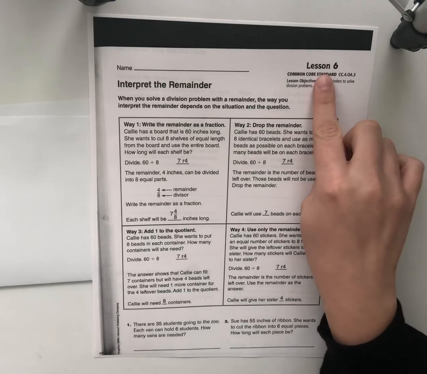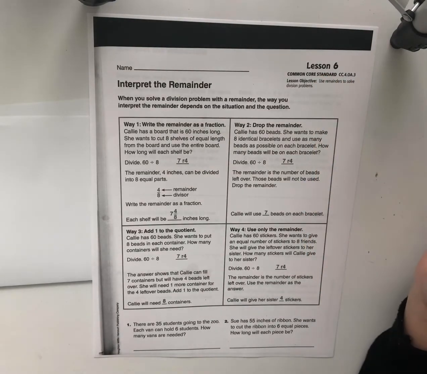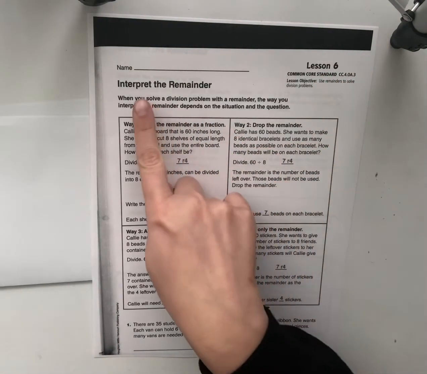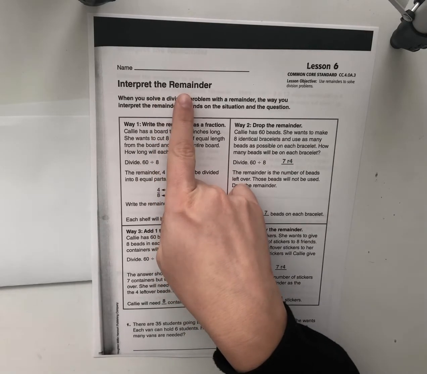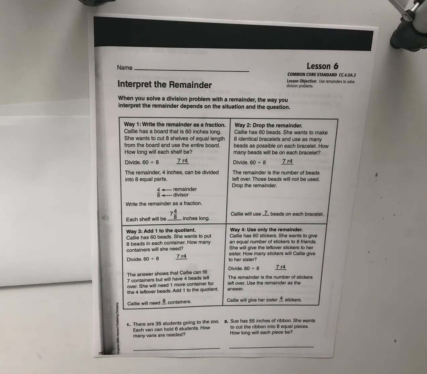I'm back with another math lesson. We are on lesson number 6, so let's go ahead and get started. We're going to be talking about interpreting the remainder. So remember, when we're interpreting a remainder, that has to do with division.